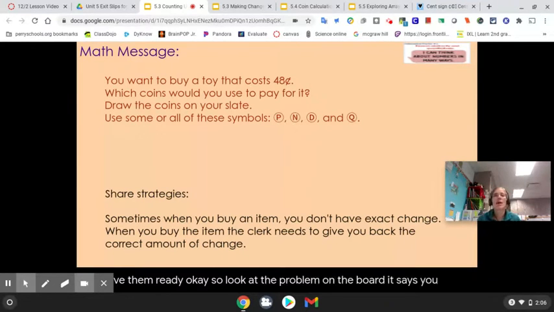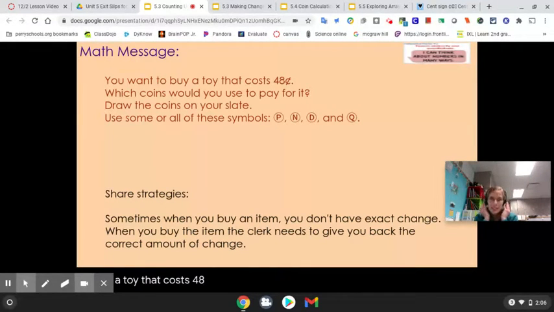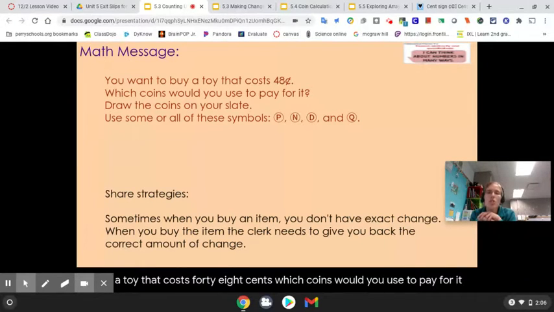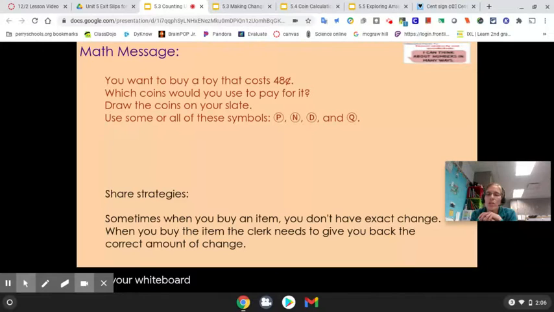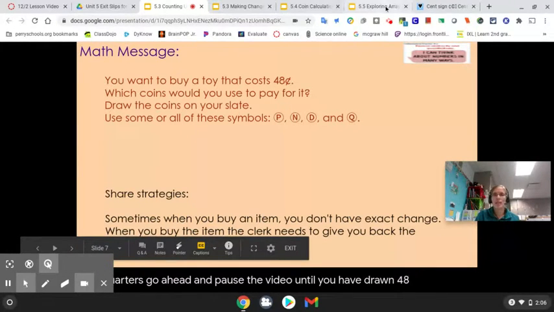It says you want to buy a toy that costs 48 cents. Which coins would you use to pay for it? So on your whiteboard, you're going to draw 48 cents using pennies, nickels, dimes, and quarters. Go ahead and pause the video until you have drawn 48 cents.